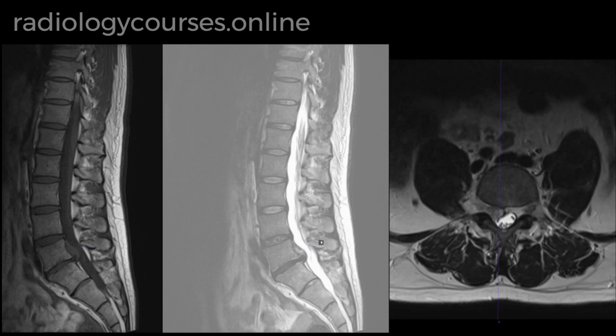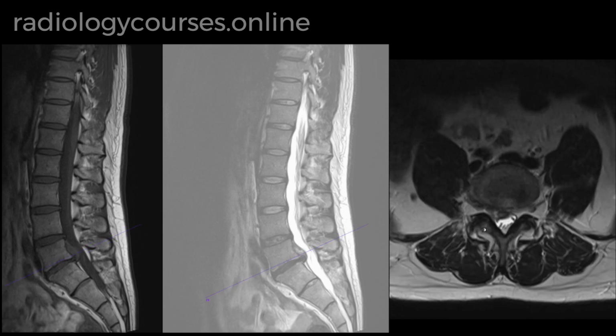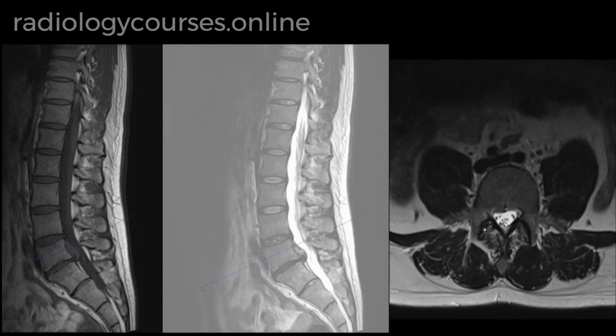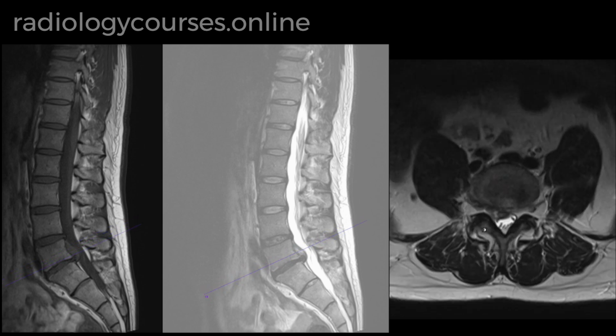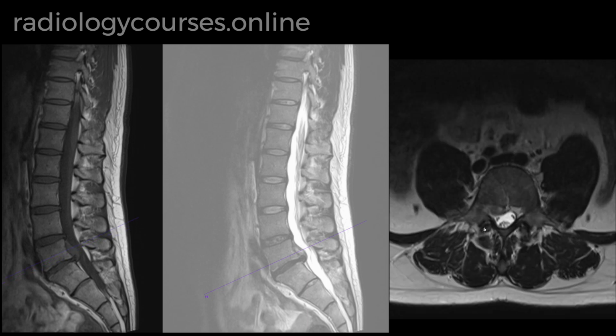So what is this abnormality? There are two possibilities. One is an abnormality of the disc causing superior migration, so that is a right paracentral large disc protrusion with superior migration. The differential would include a primary epidural mass, which needs further evaluation with post-contrast examination.